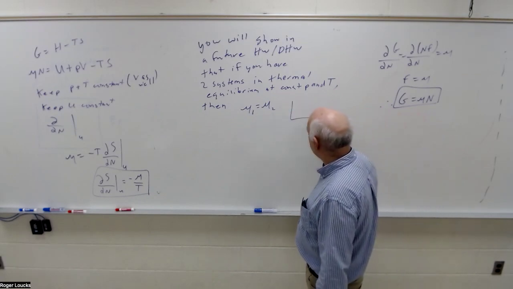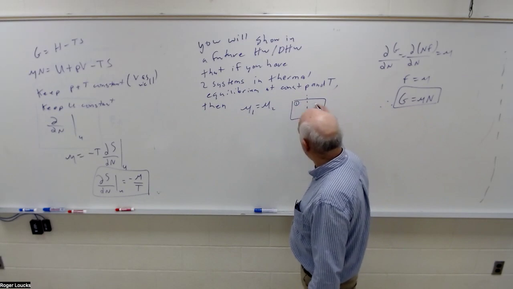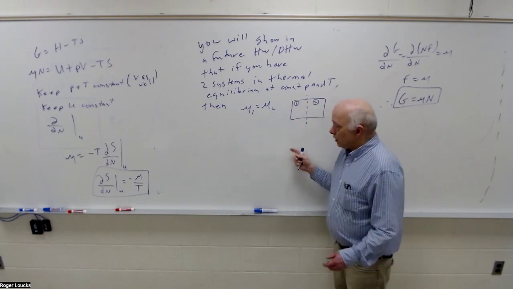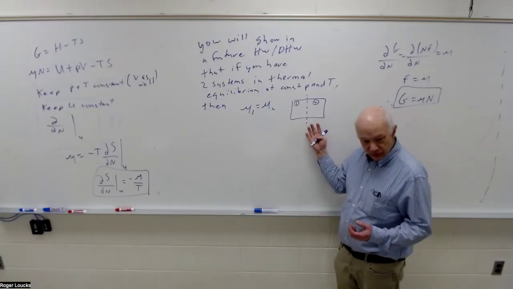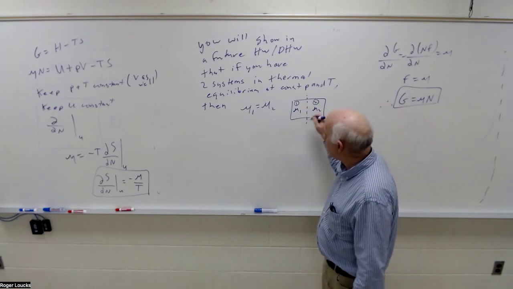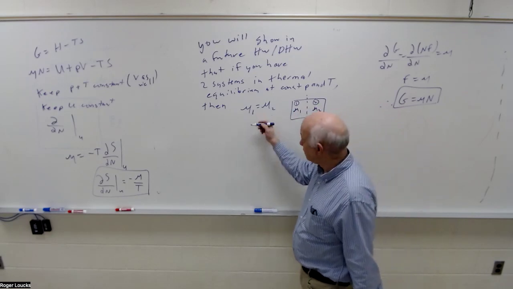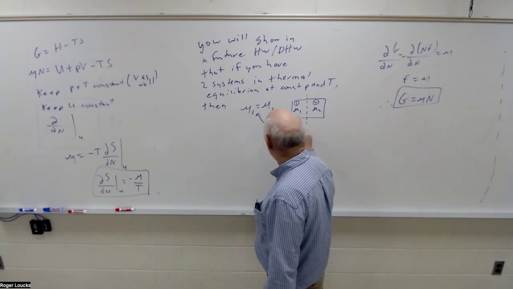Let's say I have two systems like this. Here's a membrane. This is 1, this is 2. I'm going to be at thermal equilibrium, and when this whole system is at equilibrium too, the mu1 on this side and the mu2 on this side are going to equal each other, and this is going to be called diffusive equilibrium.